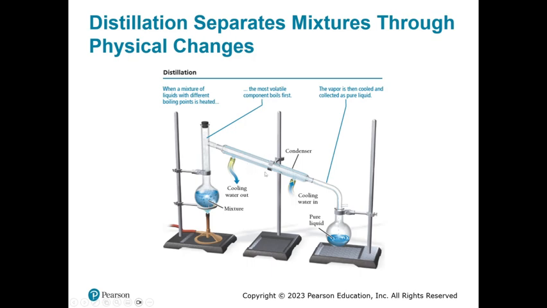This condenser is cooled with water, so there's water flowing in this inlet and out this inlet, so it makes sure that this entire tube stays really cold. That's going to recondense all of the gaseous steam up here back into liquid in the condenser, which will eventually drip down into this receiving vessel, and you get a pure liquid based on its boiling point. If you separate things that have very similar boiling points, this doesn't work very well.